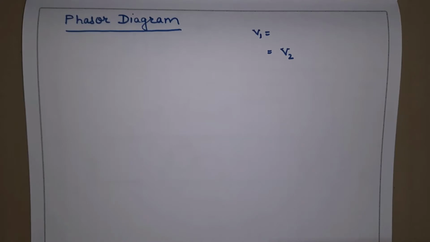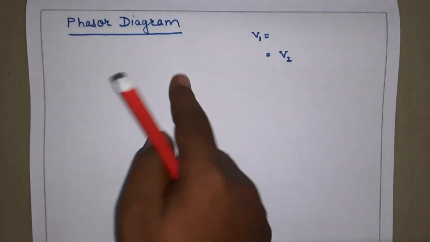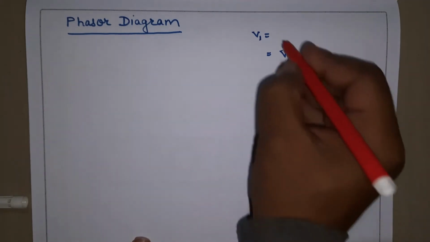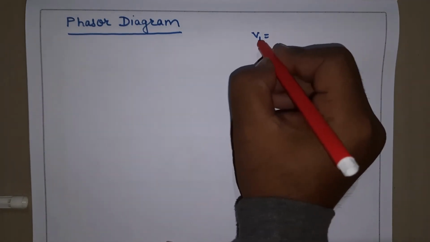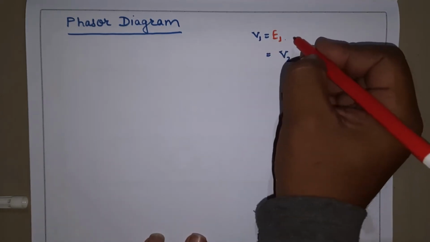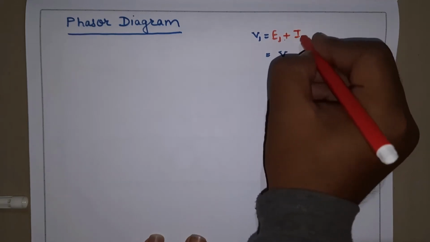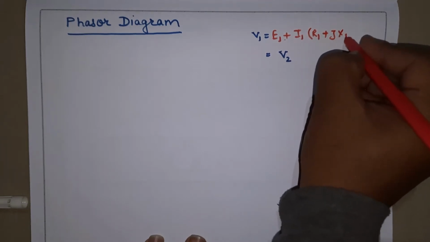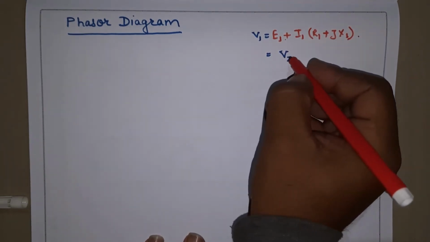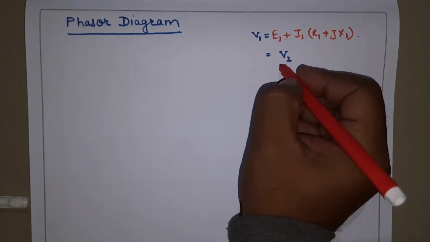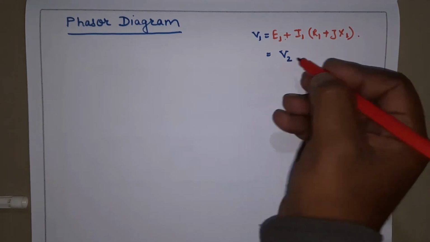In this session, we will see the phasor diagram of a transformer. For drawing the phasor diagram, we will first write down the equations of the transformer. That is V1, the terminal voltage of the primary, is equal to induced EMF E1 plus I1 (R1 plus jX1). These symbols have their usual meaning and it has been discussed in my earlier video, that is the equivalent circuit diagram of a transformer.